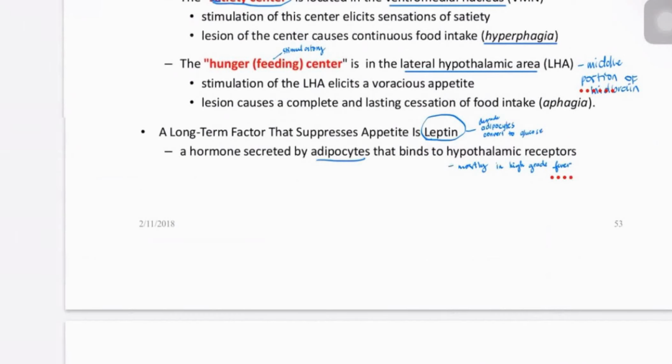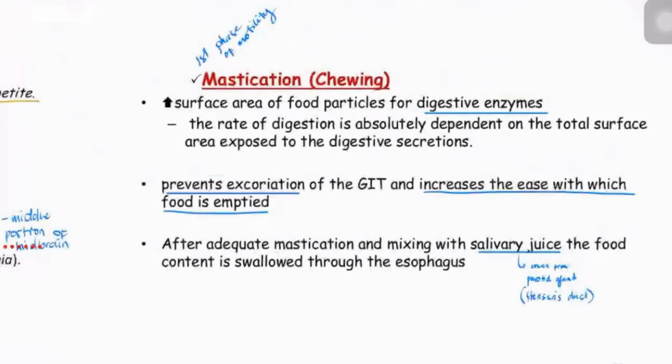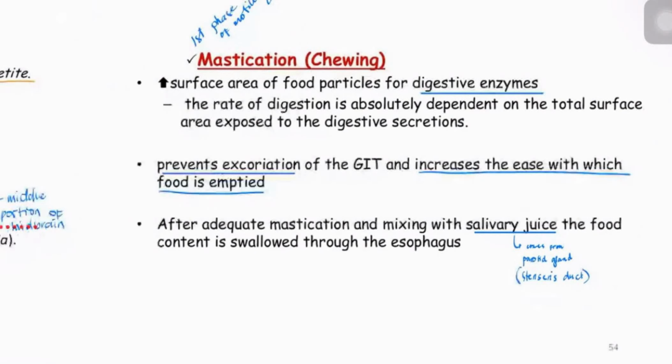Next, we have your mastication or chewing. So, increase in surface area of food particles for digestive enzymes. The rate of digestion is absolutely dependent on the total surface area exposed to your digestive secretion. So, the more chewing or mastication you do, the more it helps digest your food.